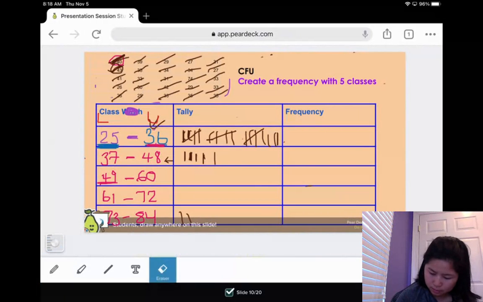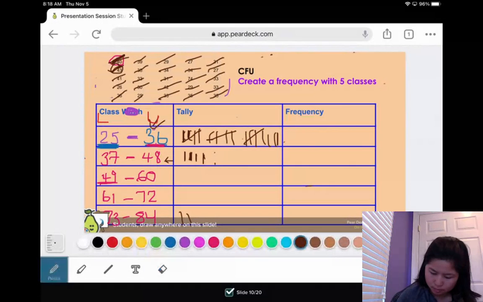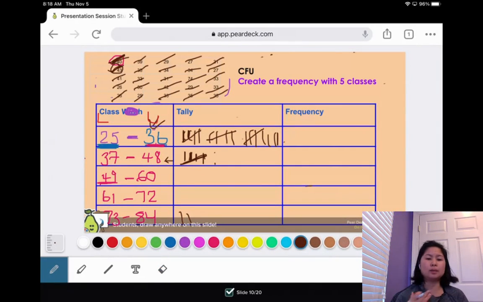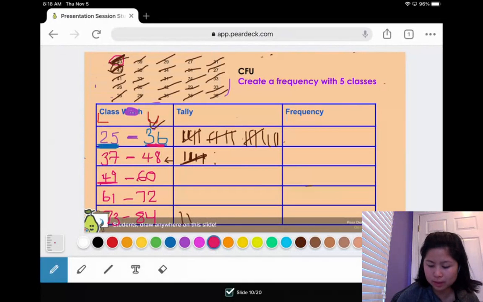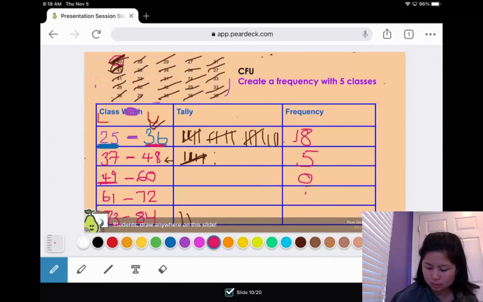Okay, I'm going to erase this one to make a line right here. Okay, so for this one, the tally, I'm just counting how many numbers belong in that group. That's what I do. The frequency is even much easier because when you have a tally, you just count them and write out the numbers. So this is 5, 10, 15, 18. This one I have 5, nothing, nothing, and then 1.